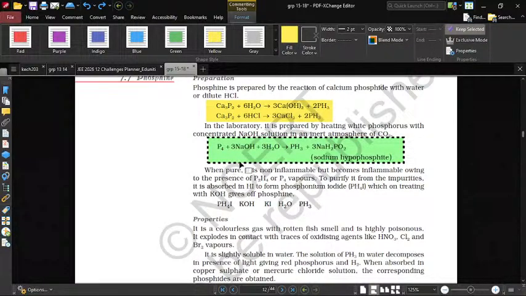When pure, it is non-inflammable but becomes inflammable owing to the presence of P2H4 or P4 vapor. To purify it from the impurities, it is absorbed in HI to form phosphonium iodide PH4I, which on treating with KOH gives off phosphine.